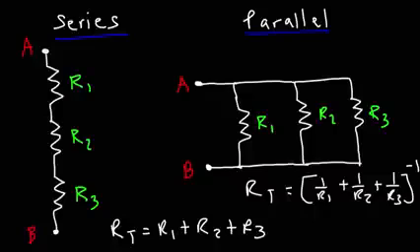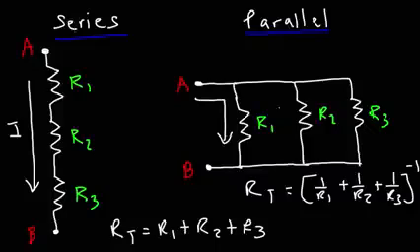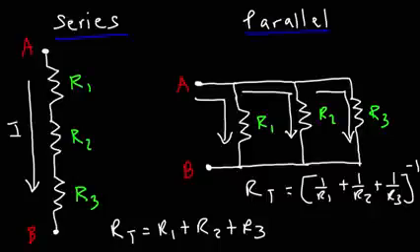In a series circuit, there's only one path for the current to flow. And this is the only path that it can flow from A to B. In a parallel circuit, there's multiple paths for the current to flow. Going from A to B, the current can flow through R1, it can flow through R2, and it can flow through R3. And so that could help you to distinguish whether two components are connected in series or in parallel. If there's only one path for the current to flow, it's connected in series. If there are multiple paths for the current to flow, it's connected in parallel.